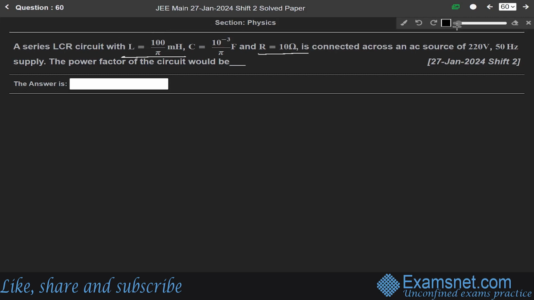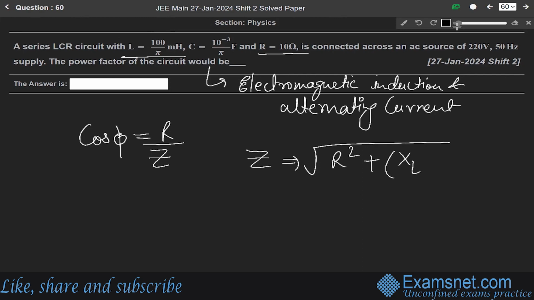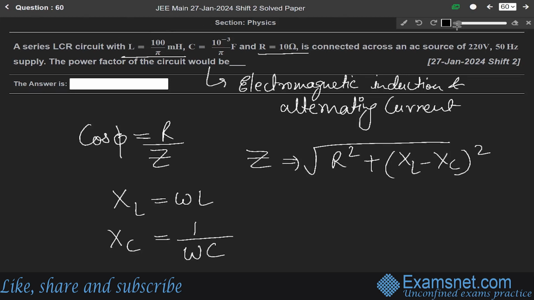Got it? This question is from the chapter of electromagnetic induction and alternating currents. So the power factor cos phi is equal to R over Z. R is the resistance, Z is the impedance, and this Z is equal to under root of R square plus (XL minus XC) whole square. And we know that XL equals omega L and XC equals 1 over omega C. Now omega L will be equal to 2 pi f, that is 2 pi into 50 hertz, into 100 over pi, L in millihenry, into 10 to the power minus 3. So it will be equal to 10 ohm.